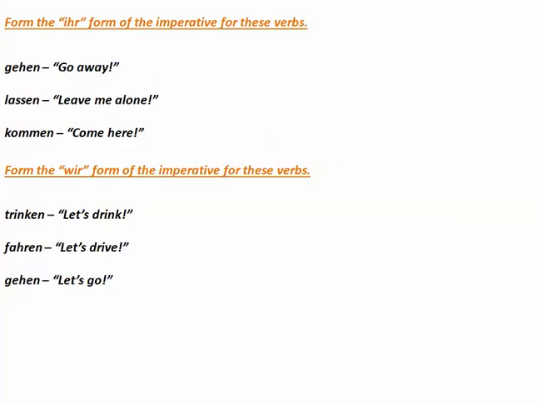Okay, you can also give commands to a group of people, and it's very simple to form this command. It's just the regular conjugation that we would use in the present tense with ihr, and say, geht weg, if I was saying that to a group of people, or lasst mich allein, kommt her, to a group of people.